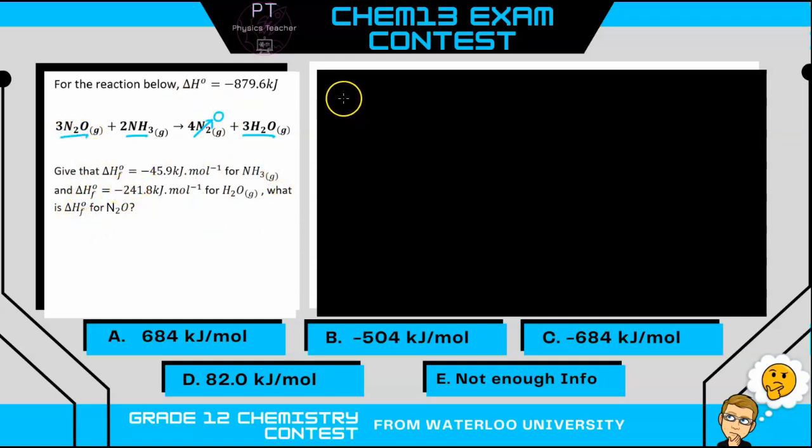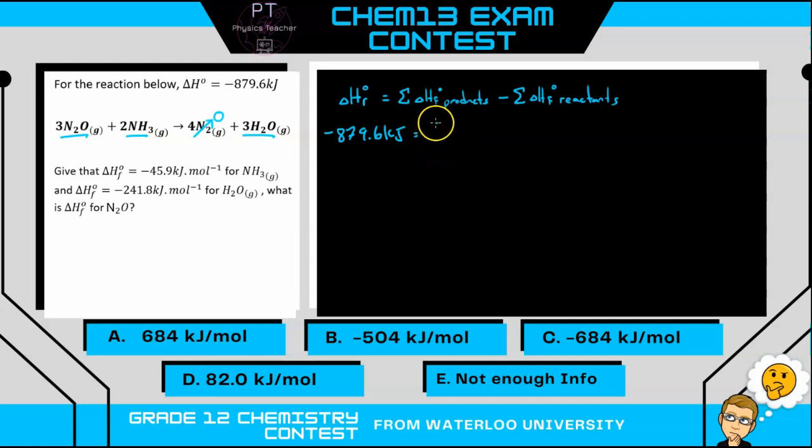Our equation for the change in enthalpy for this reaction at standard conditions, when using enthalpies of formation, is equal to the sum of all of our enthalpies of formation for our products, subtracted by the sum of all of the enthalpies of formation for our reactants. So the reaction is minus 879.6 kilojoules, and this is going to equal, let's start with our products.